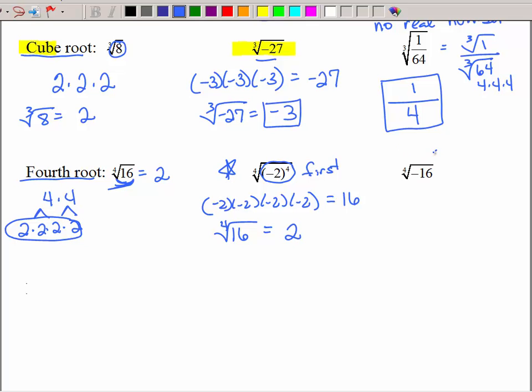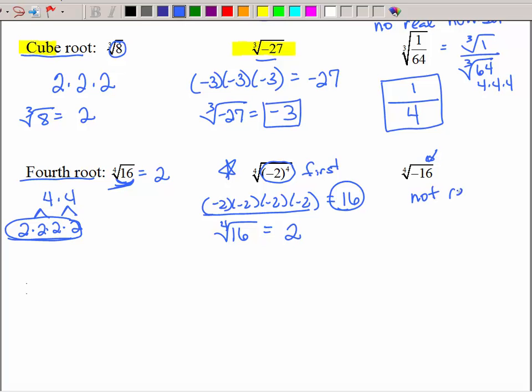How is that different from this problem? Well, there's no parentheses, there's no power. This just says find the fourth root of negative 16. Well, if you have an even amount of negatives, you get positive. If you have an even amount of positives, you get positive. The only way you're going to get a negative is if you throw in a negative in there. So this is not possible.